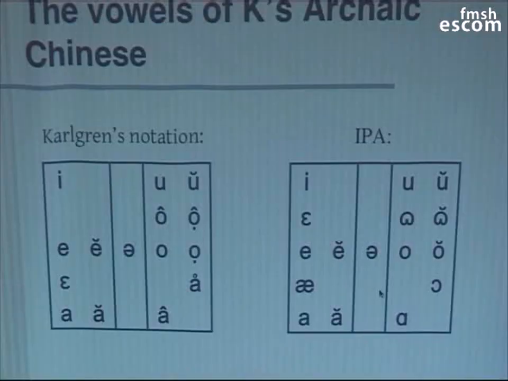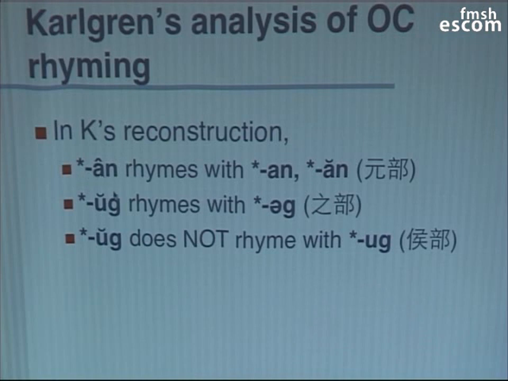What's over here is the notation that's used in the Chinese translation. They substituted IPA notation for Karlgren's rather idiosyncratic notation, and that's what you come up with. Here's an example of what I mean about the problems with analyzing rhymings in Karlgren's reconstruction. An an with a circumflex over it rhymes with a regular an and a short an. Short ug rhymes with schwa g, but short ug does not rhyme with long ug, which on the analogy of these other things you would expect it to do.